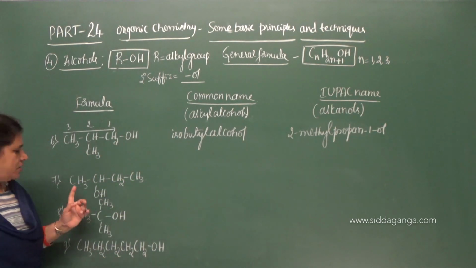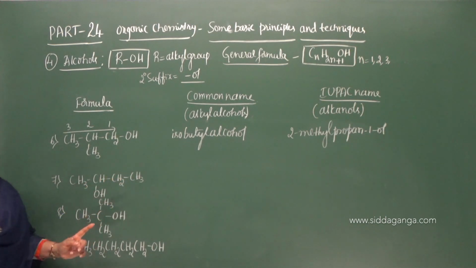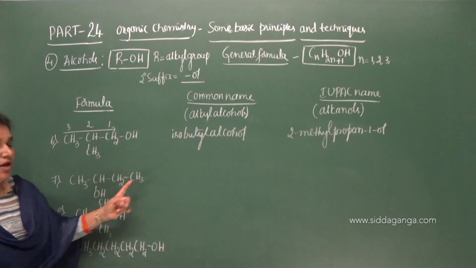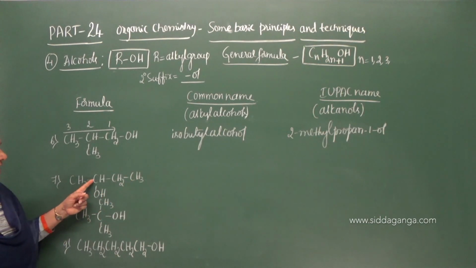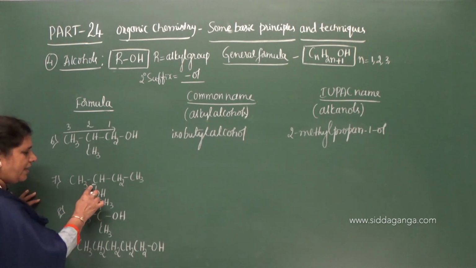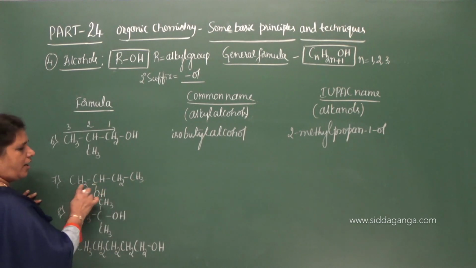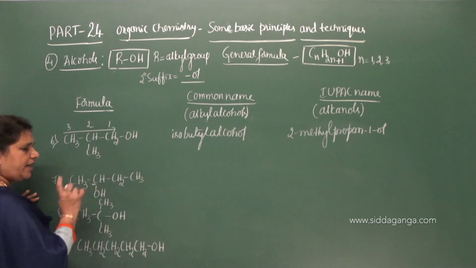Okay, now look at the 7th one. Here also the alkyl group contains 4 carbon atoms, 1, 2, 3, 4, and the branch is at the secondary carbon. You know that this is a secondary carbon, correct? Why is it a secondary carbon? Because it is bonded to 2 other carbon atoms. So this is a secondary carbon.